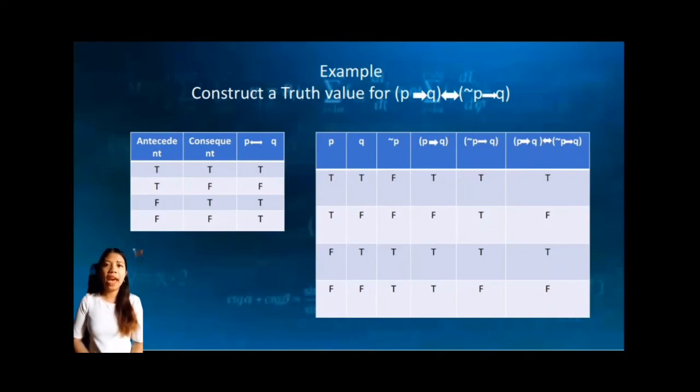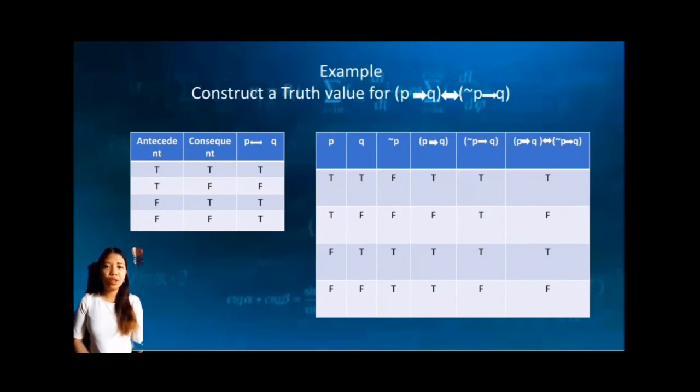As you can see, we have 6 columns. So the first one is the value of P and the next one is the value of Q. And then, anong susunod nating hahanapin? Yung value ng not P. So, sa not P, ang gagawin natin is papalitan lang natin yung P, yung kabaliktaran. Kapag si P ay true, ang magiging not P ay false. Kapag true si P, ang not P niya ay false. Kapag false si P, ang not P niya ay true. At kapag false ulit, ang not P niya ay true.